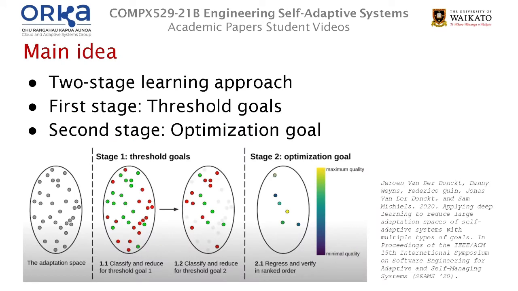So the authors propose a two-stage learning approach called deep learning for adaptation space reduction. They try to investigate whether deep learning effectively reduces large adaptation space for both threshold and optimization goals without compromising the system's goal. In the first stage, a classification deep neural network is applied to reduce the adaptation space for the threshold goal. In the second stage, a regression deep neural network is applied to rank the options, further reducing the adaptation space for the optimization goal.